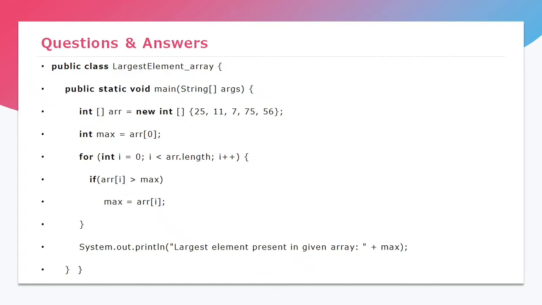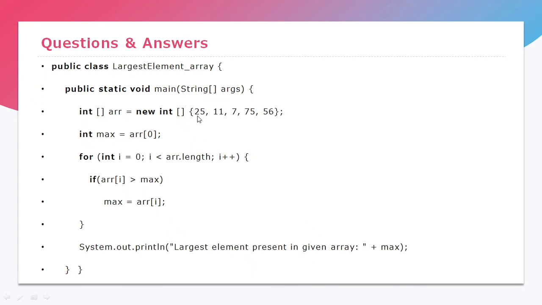First we have declared one class, that is LargestElementArray, and we have declared the main method, and we have declared one array, that is int arr, with 5 elements: 25, 11, 7, 75, 56. The arr[0] is 25, this is arr[1], this is arr[2], this is arr[3], and this is arr[4]. So we have these many elements.